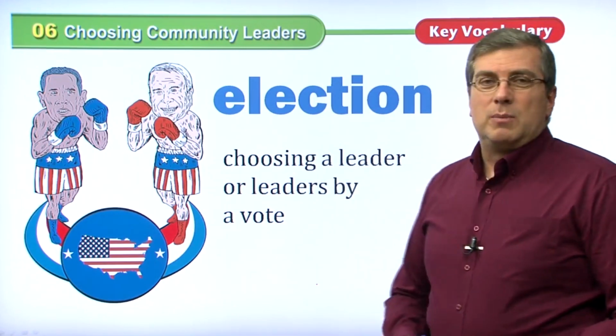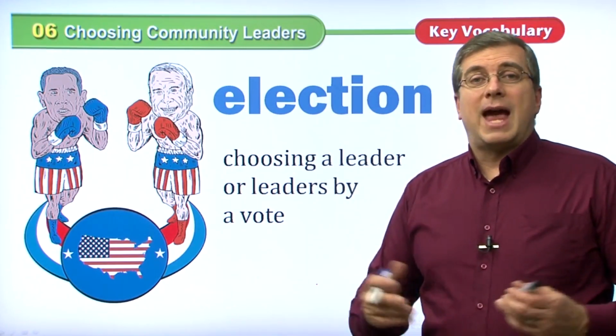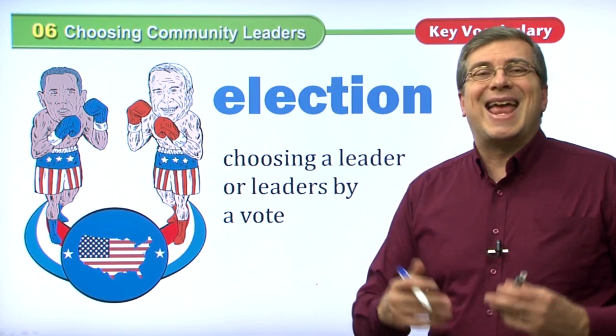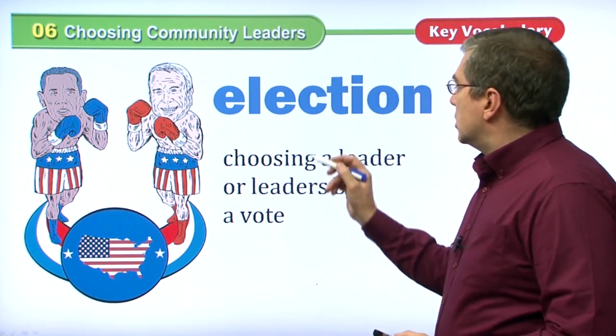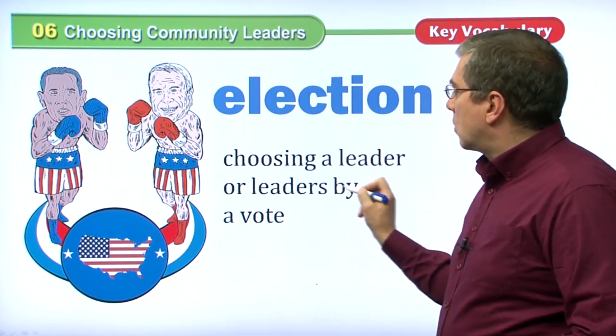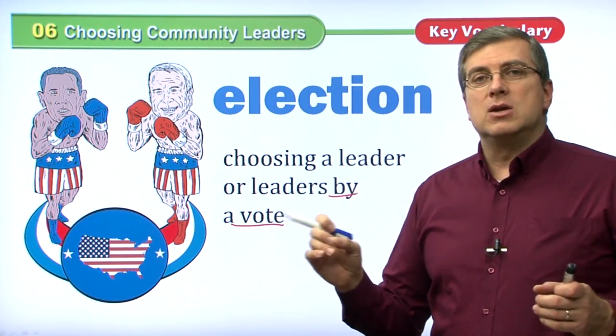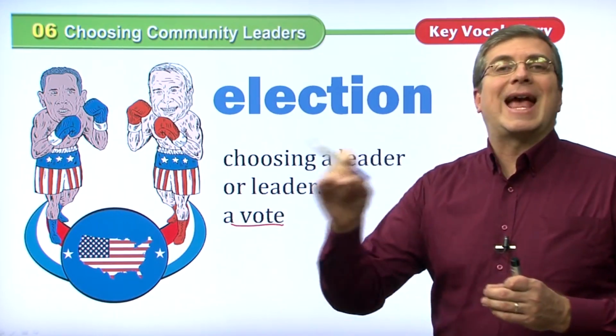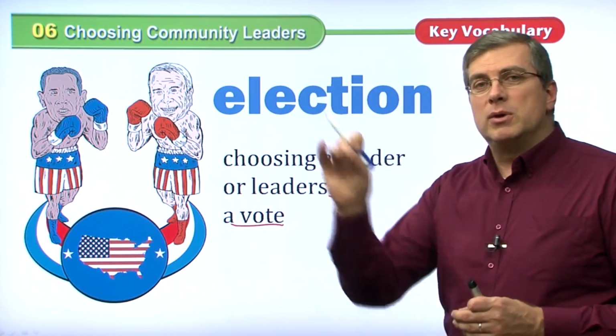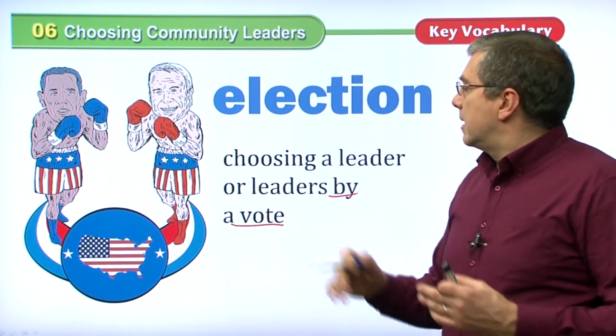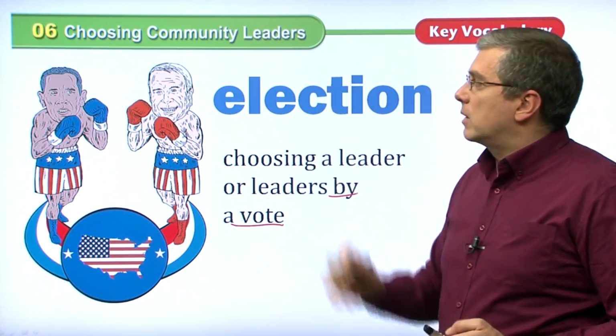Now we have an election. When people vote, they have an election. You vote in an election. An election is choosing a leader or leaders by a vote, right? When everybody gets together and they cast their votes, they put their votes in, then that is choosing a leader that we call an election.